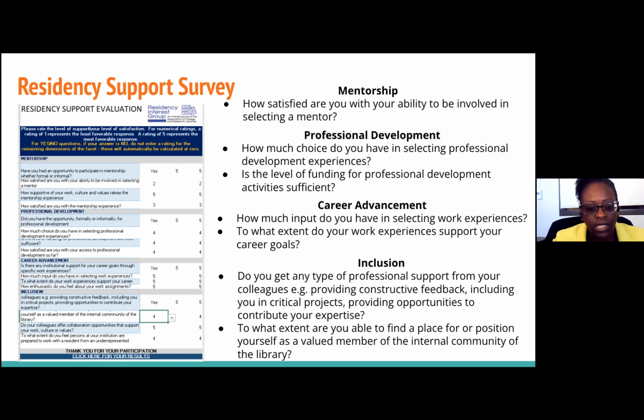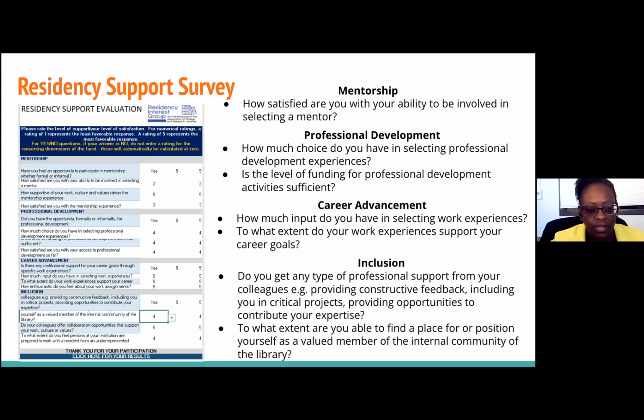And under each heading, there are questions targeting the 4 dimensions of whether these exist in the residency, the level of agency that the resident has, institutional support or funding, and the resident librarian's engagement or satisfaction with each of these areas. Some of the questions from the survey are highlighted on this slide.